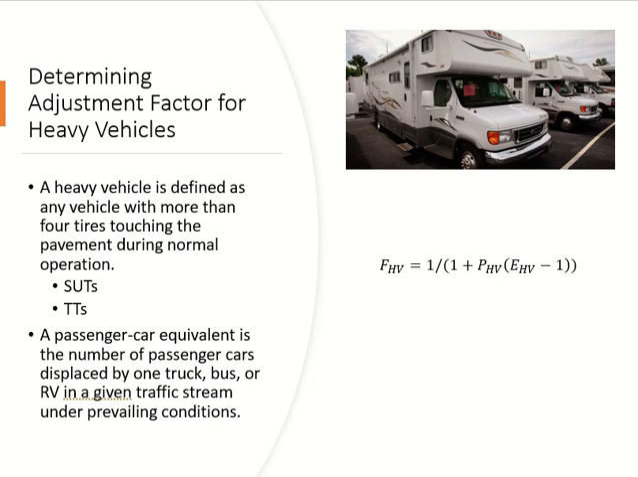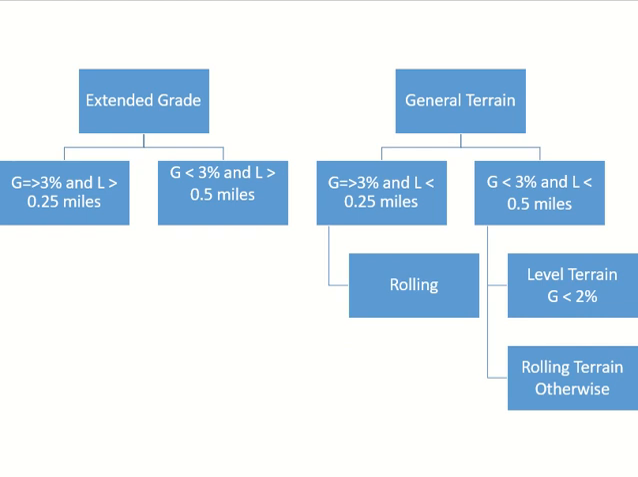So we need two things here. This one is the percentage of heavy vehicles, and this one is the effect of heavy vehicles, the equivalency factor or effect, whatever you want to call it. And this effect depends upon the terrain. We have two main terrain conditions, gradient or general. If you fulfill one of these conditions, you have gradient. If you don't, you have general.